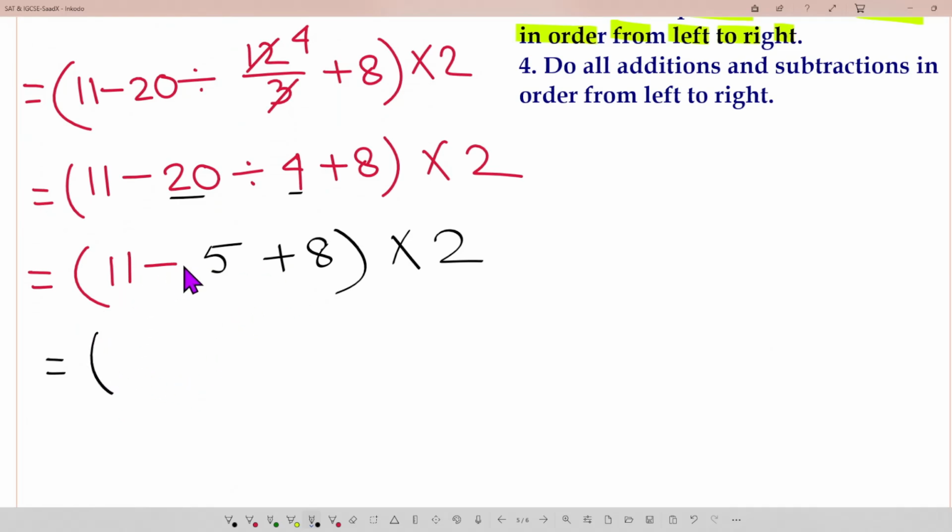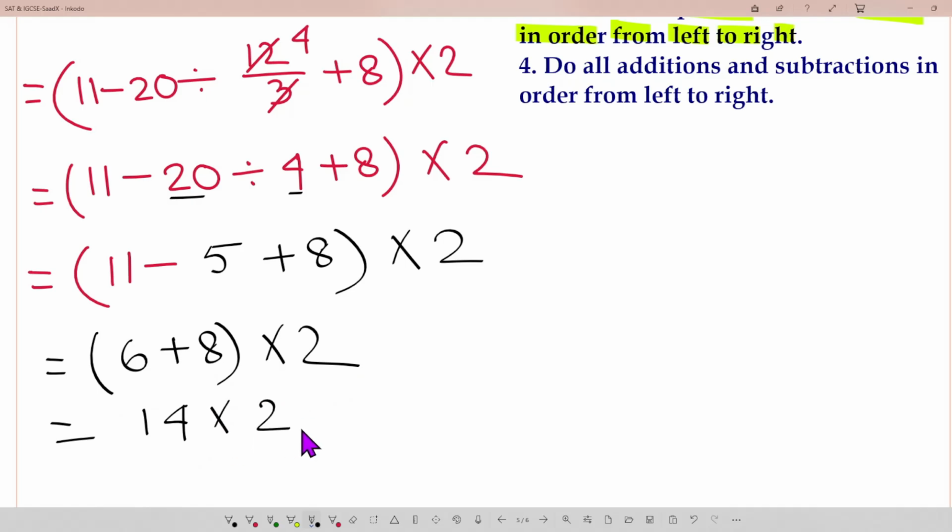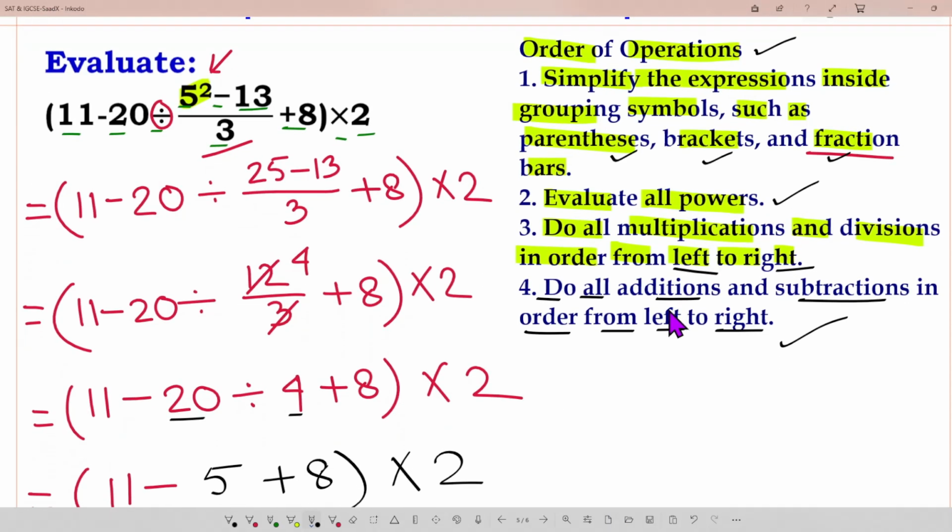Now look, 11 minus 5 is what? 6, plus 8 times 2. 6 plus 8 is 14, times 2. Our answer is 28. Very simple thing. In this video I am also going to solve another math problem.